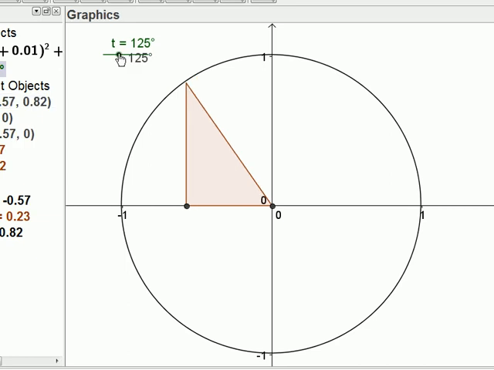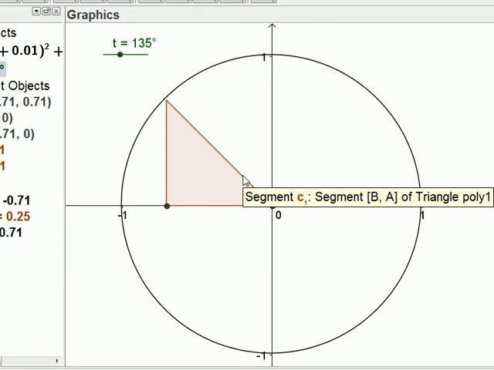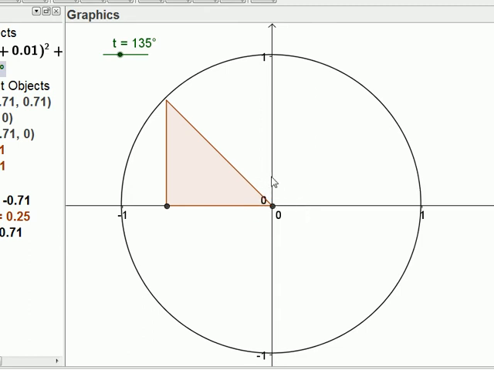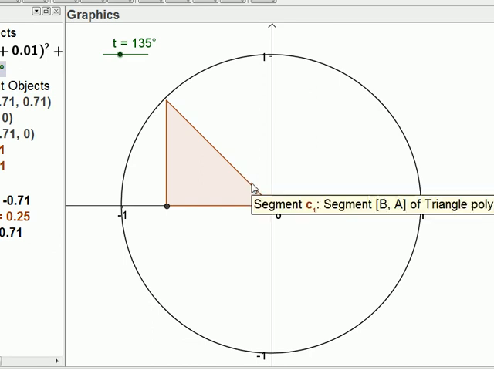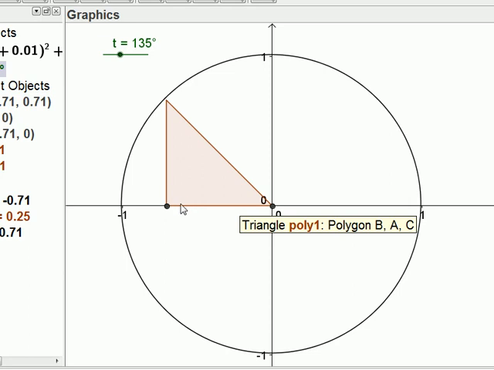Let's go to 135. There we go. 135 degrees. Now, what angle is this inside of here? If this is 135, remember, we went to 90, and then you went how much further to get to 135? You went 45 degrees, didn't you? So from here to here is 90. From here to here is 45. This is 45. That's right. This is 45, 45, 90, isn't it?